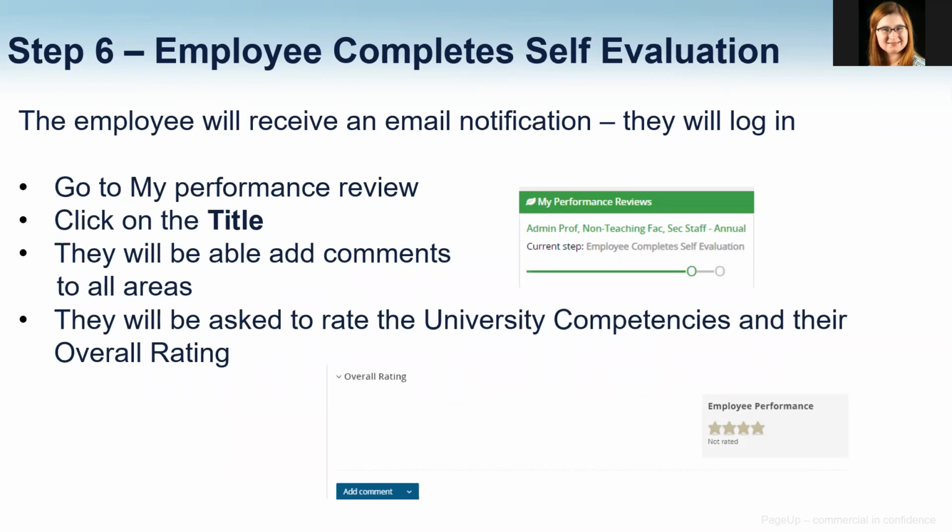Again, you'll get that email. It says it's now time to complete your self-evaluation. Please click the link below to begin, something like that. They've done a really good job of putting together some very comprehensive emails for you. You will come in, again, under My Performance Reviews, click on the title. You will see that that's the task at hand, and you'll be able to complete it. You're actually going to be asked to rate your job responsibilities, university competencies, and provide an overall rating. So those will be the 3 areas that will be rateable.